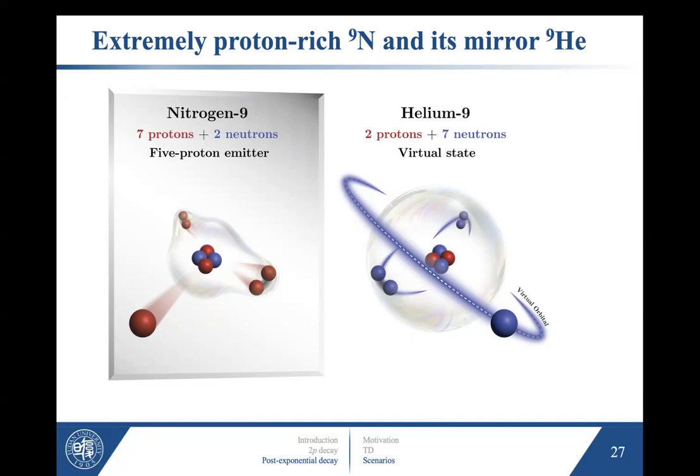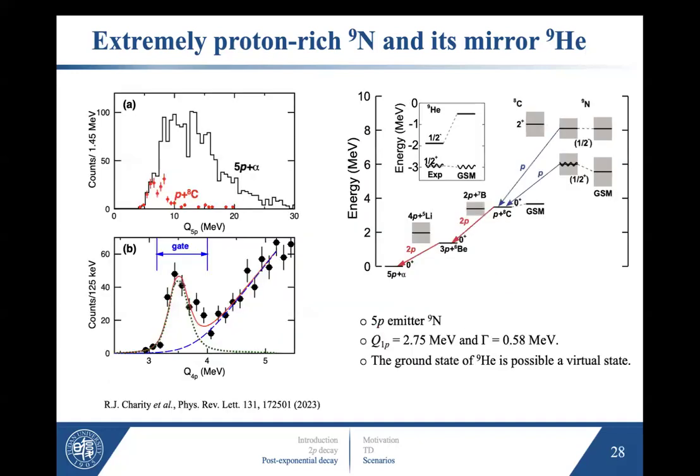So we are looking at nitrogen-9, which is one of the proton emitters discovered recently, and its mirror system is helium-9, whose ground state is like a virtual state, which is more like a scattering feature. So we think this might help us to explore some properties of this non-exponential decay.